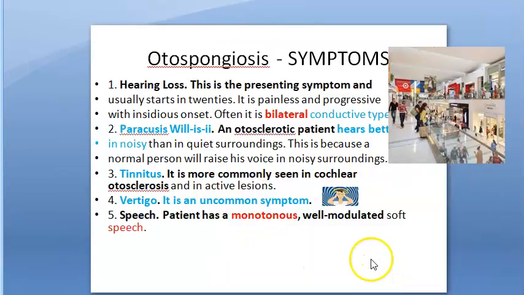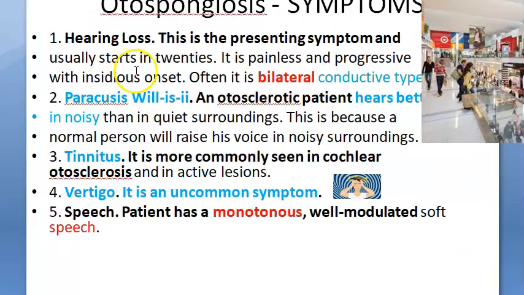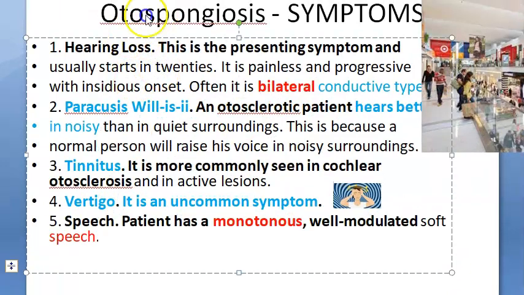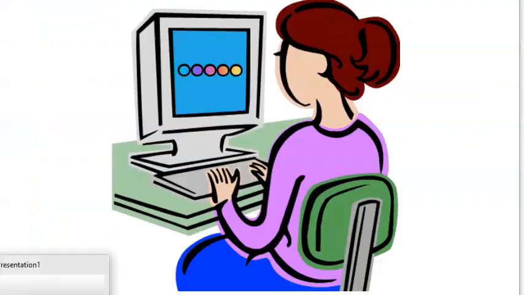Okay. Then we saw the symptoms of otospongiosis. They will be hearing loss, which will be conductive hearing loss. It will be a bilateral condition. Paracusis willisii you will see, that is, the person can hear better in a noisy environment. They can have tinnitus, especially if it is a cochlear type of otosclerosis or in active lesions. Vertigo is very less. Speech, remember, is monotonous. Okay. So recap of previous video done.